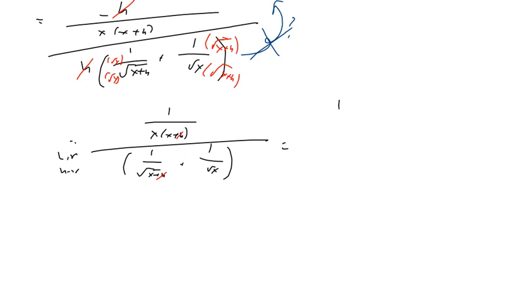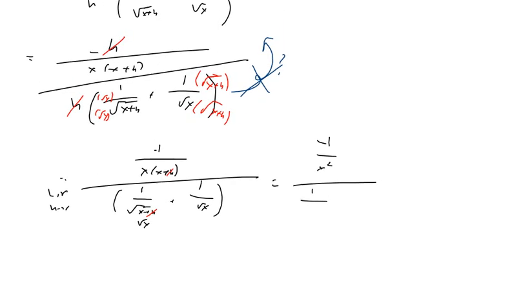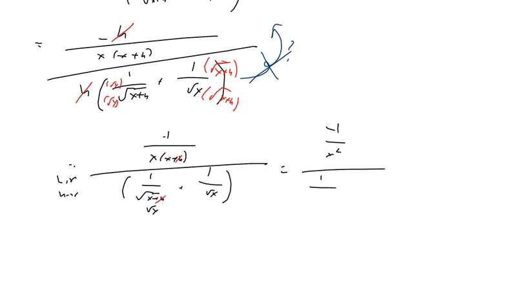And so I'm going to have 1 over x times x, which is x squared, over 1 over square root x, and 1 over root x plus 1, oh, negative 1. Thank you. Negative h, thank you. Negative 1 over x squared, right? Because this is x times x, because the h is gone. And this is radical x plus radical x. This is going to be 2 radical x on the bottom. I have 1 over square root of x plus 1 over square root of x. That's 2 over square root of x, right?